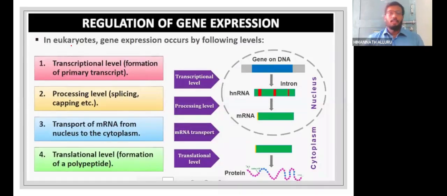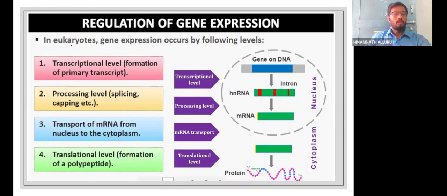So, regulation of gene expression. What is regulation? Students will always have a doubt about why it has to be regulated, so we need to give a very clear idea. The formation of a polypeptide, or the expression of characters, will only happen if there is a need. Otherwise, they don't need to be expressed.